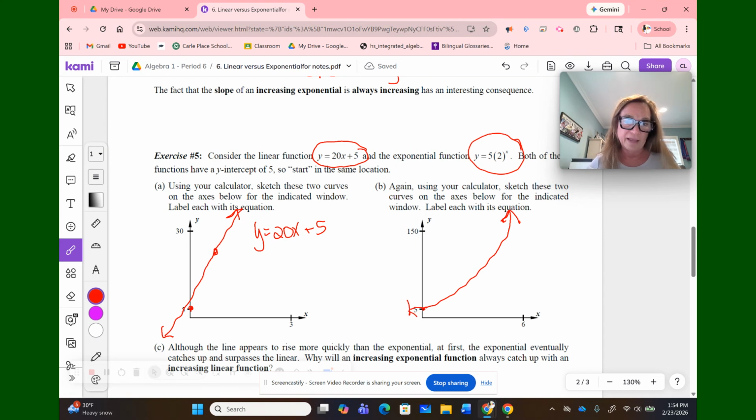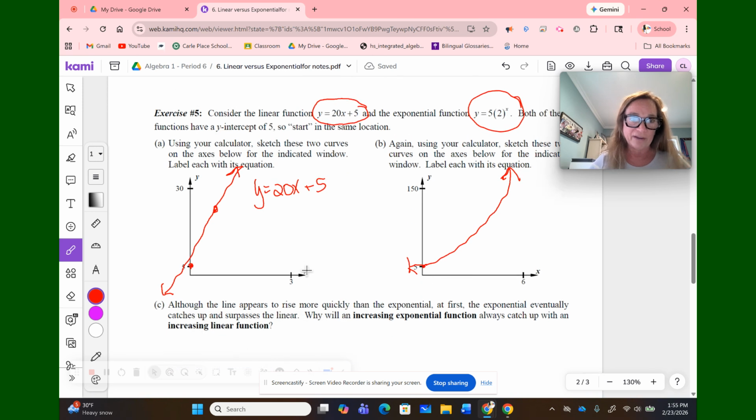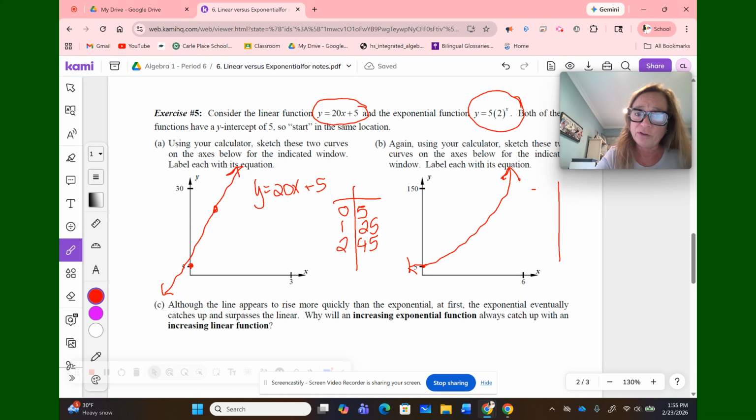So although the line does appear to rise more quickly, if you think about it, it's got a rate of change of 20. So at 0, we're at 5, but at 1, we're at 25, and then at 2, we're at 45. But if I look over here, at 0, I'm at 5, same point. But then at 1, I'm at 10. Yeah, the line is winning. At 2, I'm at 20. It's getting closer. At 3, I'm at 40. At 4, I'm at 80. And here at 3, I'm at 65. At 4, I'm at 85.